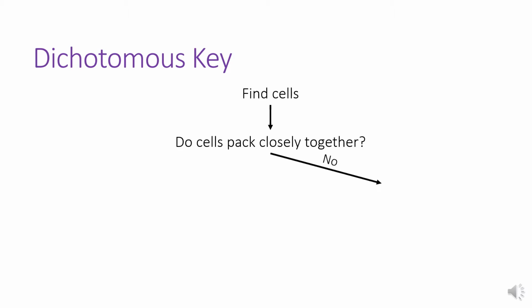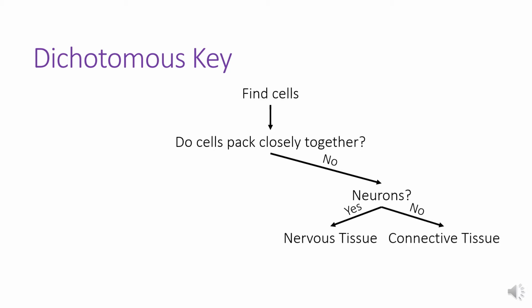If no, they don't, we ask a follow-up question of, are those cells neurons? If yes, they are neurons, we're looking at nervous tissue. If, on the other hand, they are not neurons, we're probably looking at connective tissue. If we think we're looking at connective tissue, we name connective tissue by the way its extracellular matrix looks, so our follow-up questions that are special for connective tissue ask about that extracellular matrix.